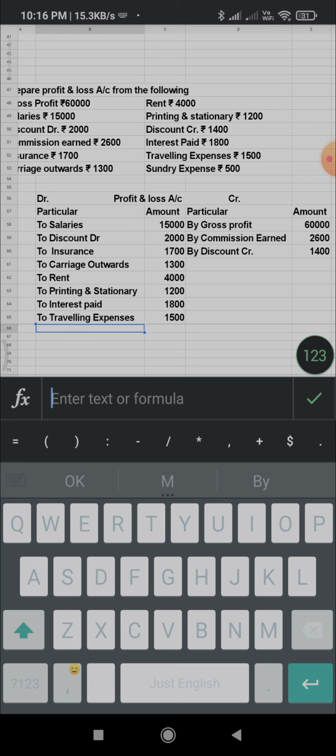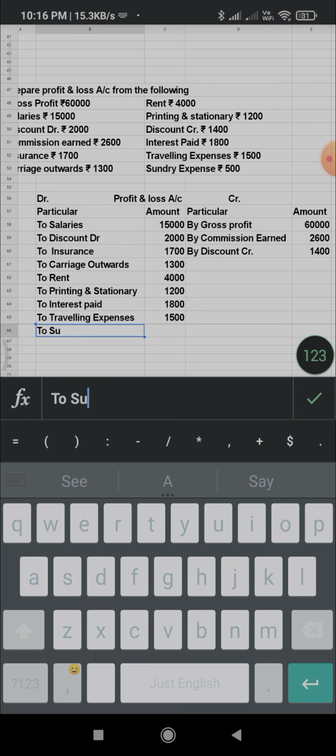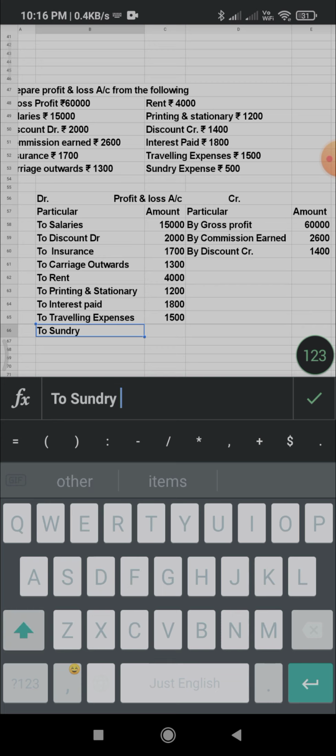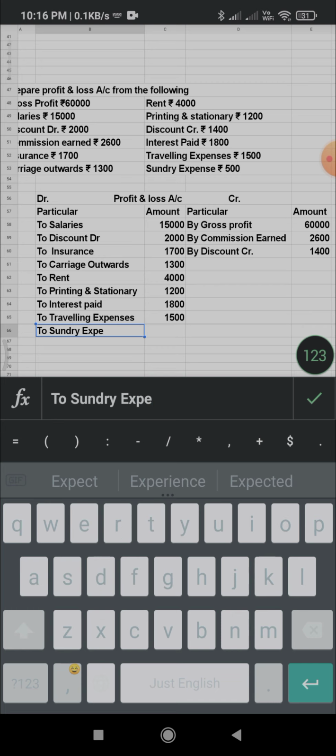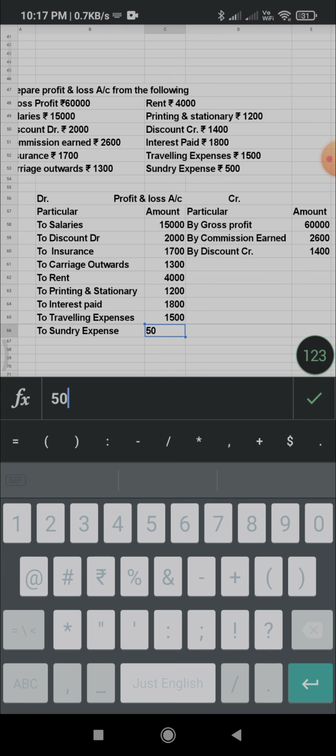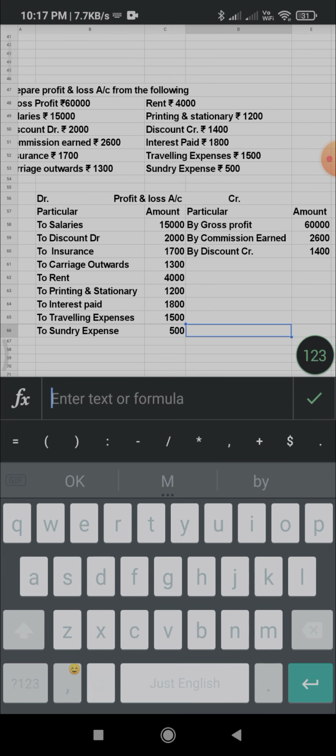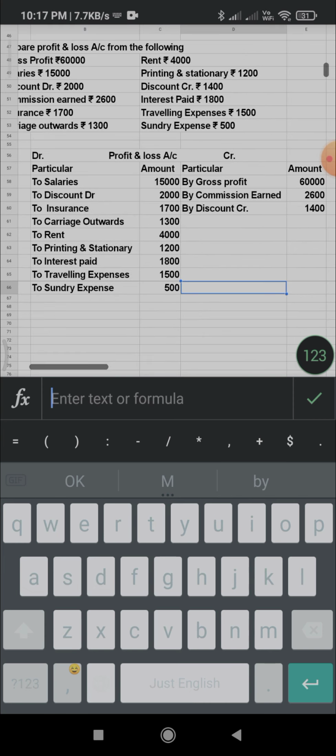Next one, sundry expenses. Sometimes some expenses we cannot bifurcate into a separate head. So that time they will be taken under the head of sundry. It is also called one of the expenses, or small expenses, taken under the head of sundry expenses.